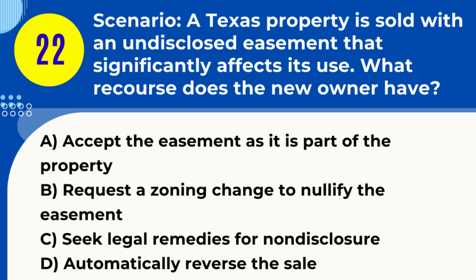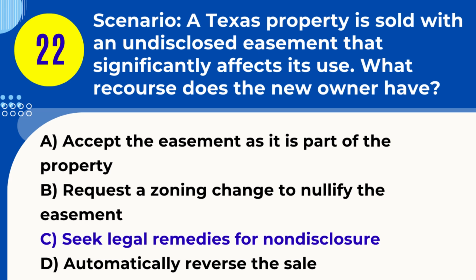Question 22. Scenario. A Texas property is sold with an undisclosed easement that significantly affects its use. What recourse does the new owner have? A. Accept the easement as it is part of the property. B. Request a zoning change to nullify the easement. C. Seek legal remedies for nondisclosure. D. Automatically reverse the sale.